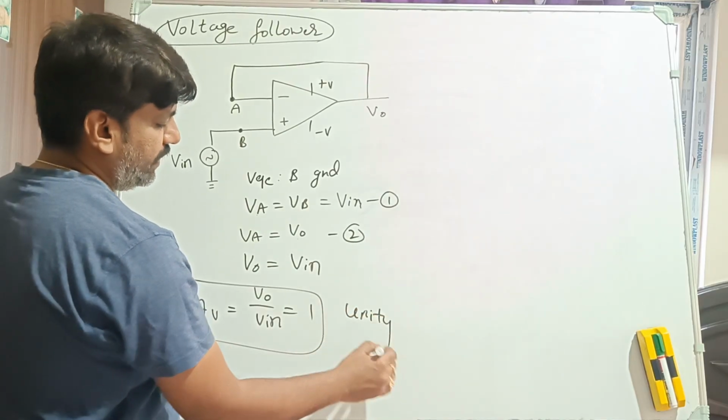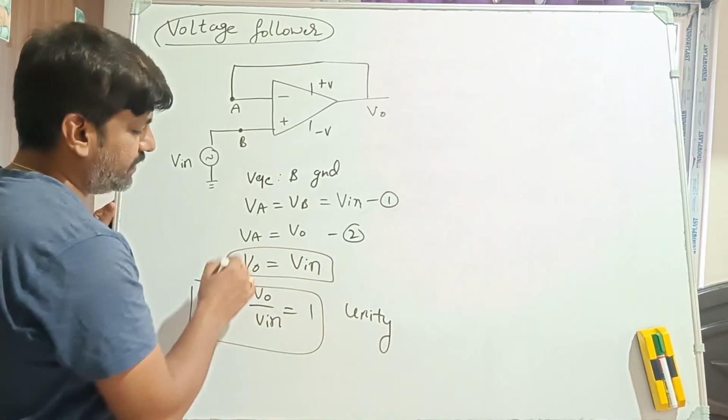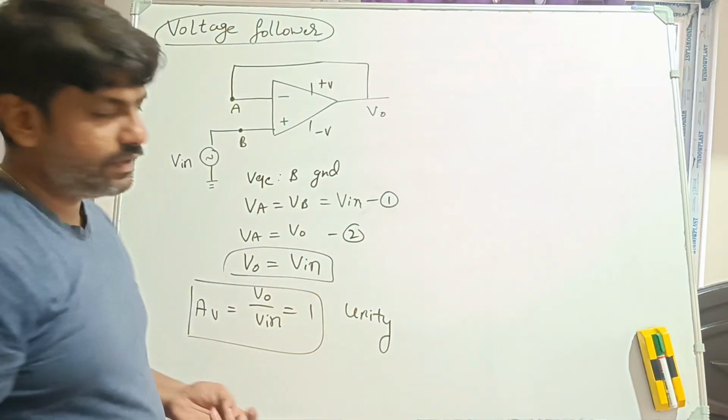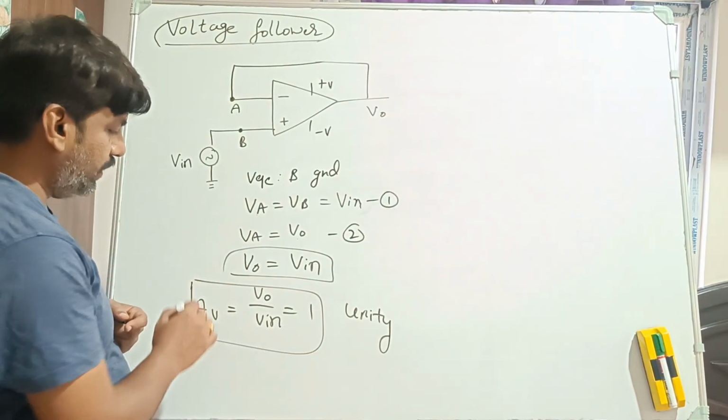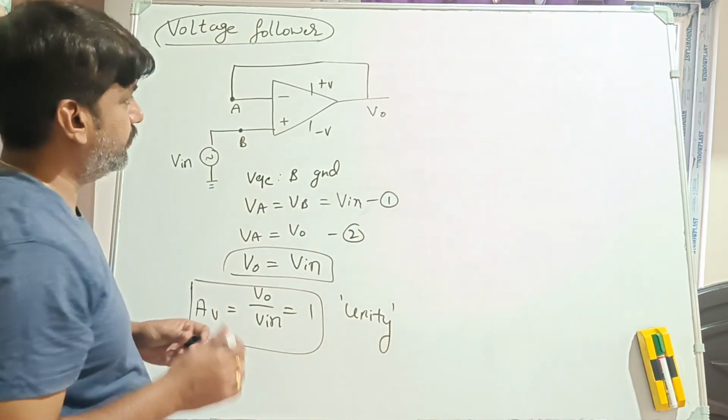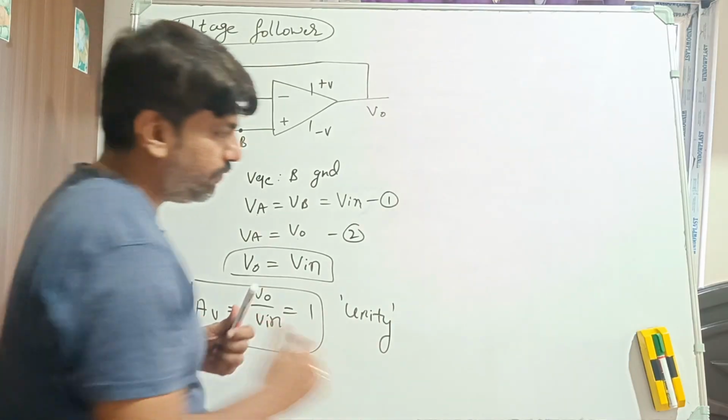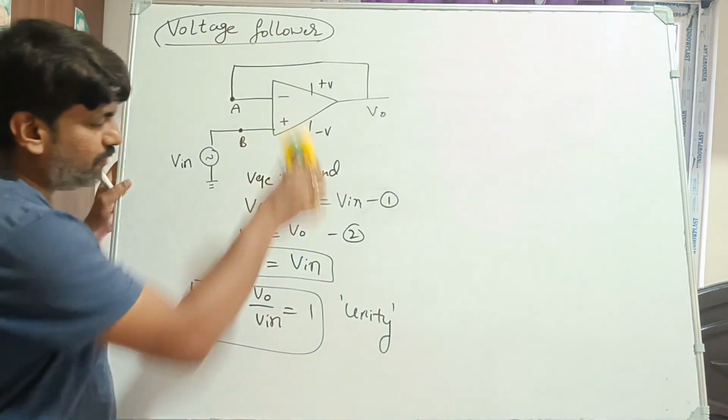What is the voltage gain? Our output expression is: output is nothing but input. Output follows input, right? And voltage gain is always unity. So this is the concept of voltage follower, right? So very simple one, right?